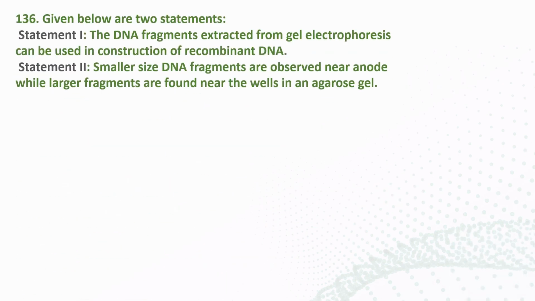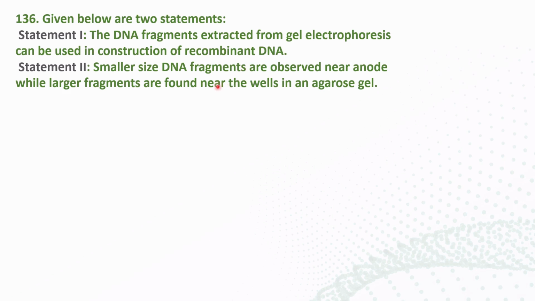Okay. So what was the next question given from the NEET paper code 45 from the biology section? It came from the DNA and genetics chapter, from recombinant DNA and everything. If you see the question, statement 1 says that the DNA fragments extracted from gel electrophoresis can be used in construction of recombinant DNA. So here they are saying that DNA fragments produced from gel electrophoresis are used in the construction of the recombinant DNA.